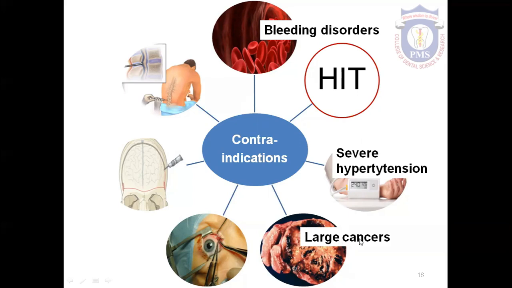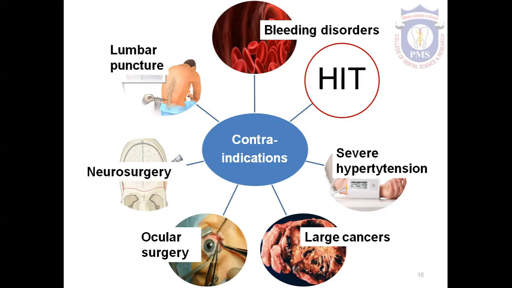In the case of large cancers, heparin can cause bleeding inside the central part of the cancer. So it can be dangerous. Heparin should not be given during ocular surgery or neurosurgery due to the fear of bleeding. And it should not be given during lumbar puncture. If the patient is planned for lumbar puncture, we should stop heparin before that. So the contraindications are bleeding disorders, heparin-induced thrombocytopenia, severe hypertension, large cancers, patients undergoing ocular and neurosurgery, and even the lumbar puncture.